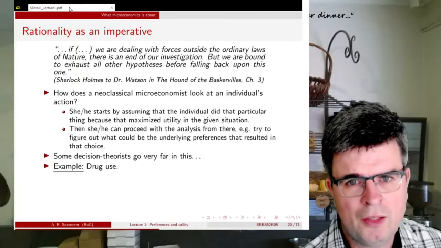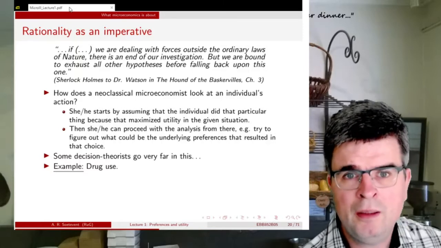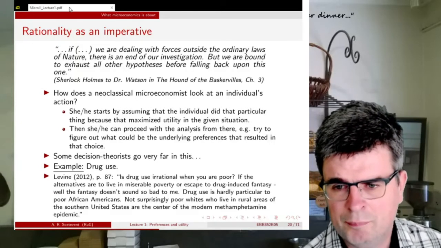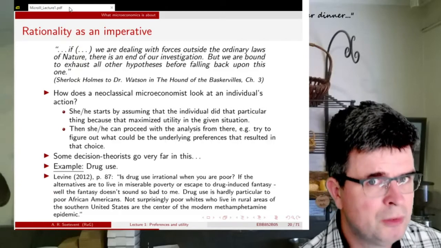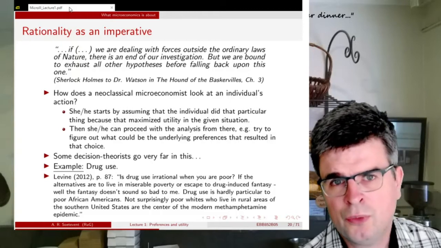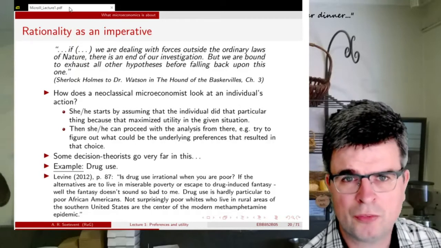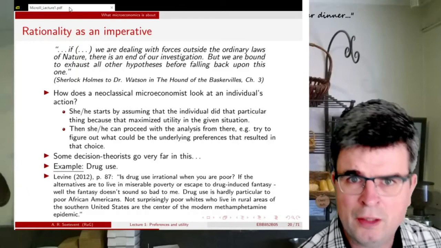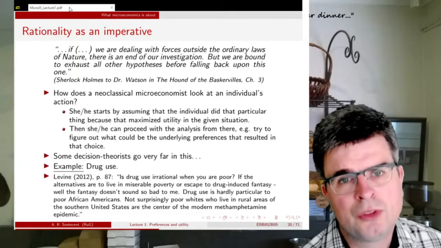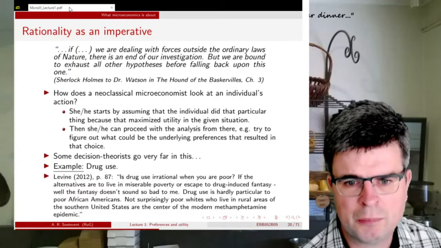However, a decision theorist may argue, well, we have to look for a rational explanation, and there may be very natural explanations for this type of behavior. Like David Levine, he argues, well, suppose now that you're poor, is it then so irrational to use drugs? If the alternative is to live in miserable poverty and to observe that you are in miserable poverty, then it may become, in this trade-off, very attractive to use drugs and to escape to the drug-induced fantasies. And that fantasy doesn't sound that bad to me, given these dire circumstances.